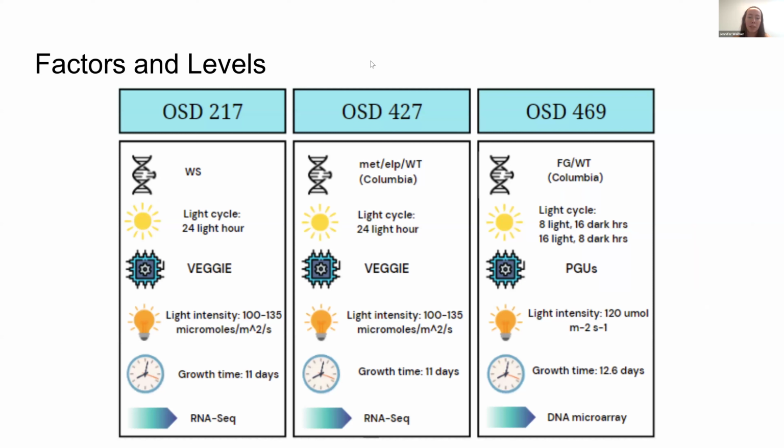2 I want to point out is the first one, which is ecotype. 217 used WS ecotype, and 427 and 469 used wild type Columbia ecotype, among others, as you can see. And then another factor I wanted to point out was light cycle. So 217, 427 both used a 24-hour light cycle, where OSD 469 used both an 8-hour light condition and a 16-hour light condition.